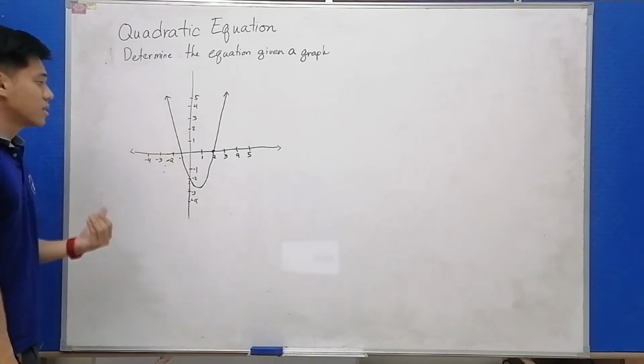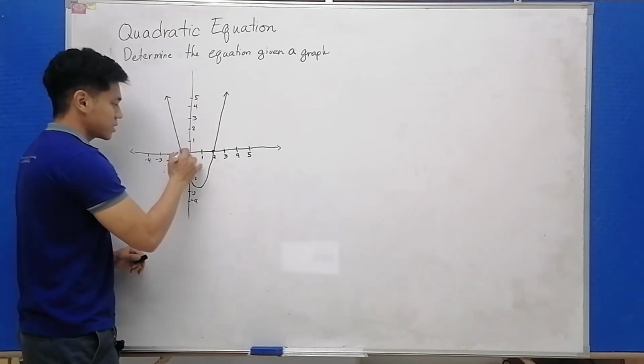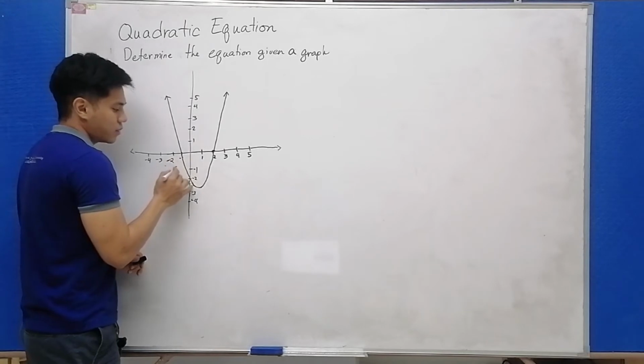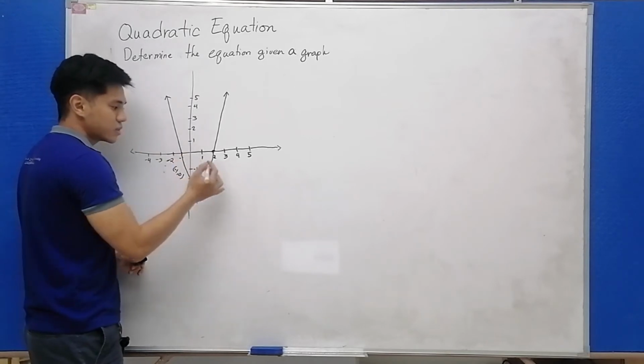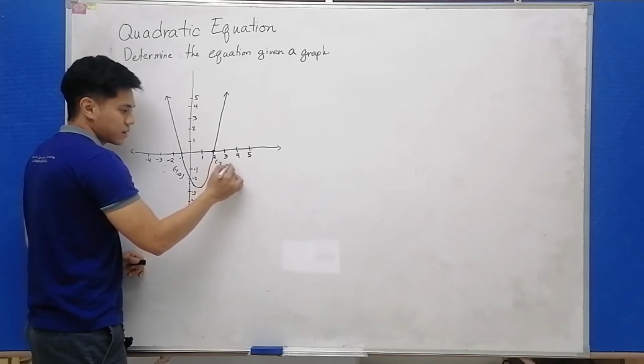So what we can do here is identify the x-intercepts. Looking at the x-intercepts, we have (-1, 0). That's the first root. And the other one is (2, 0).